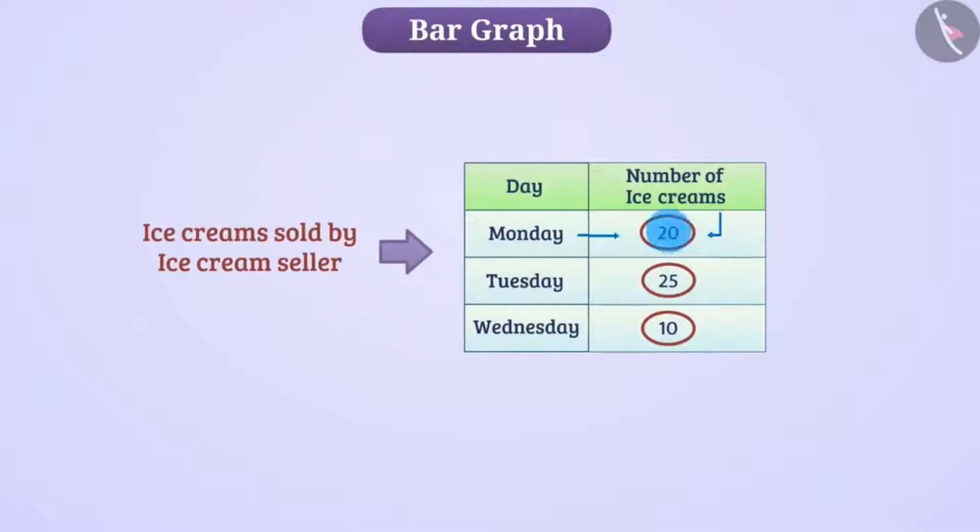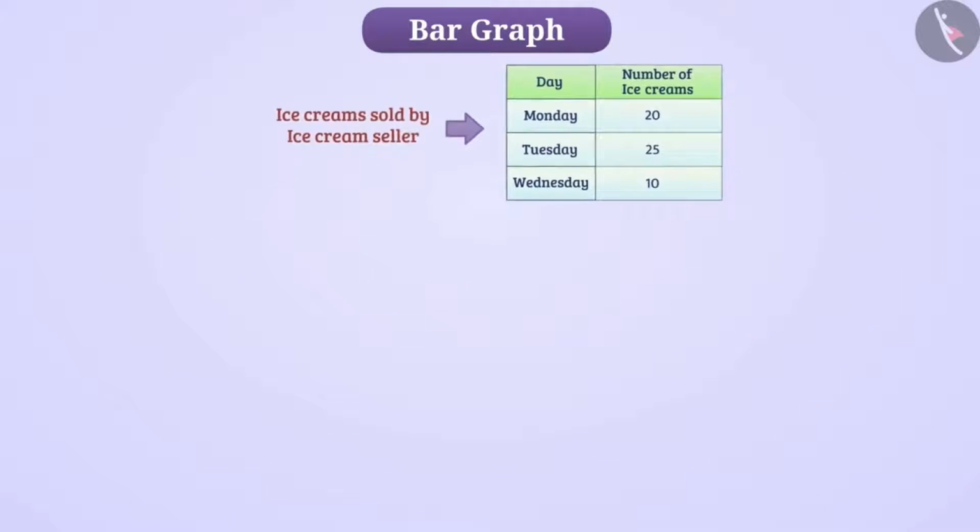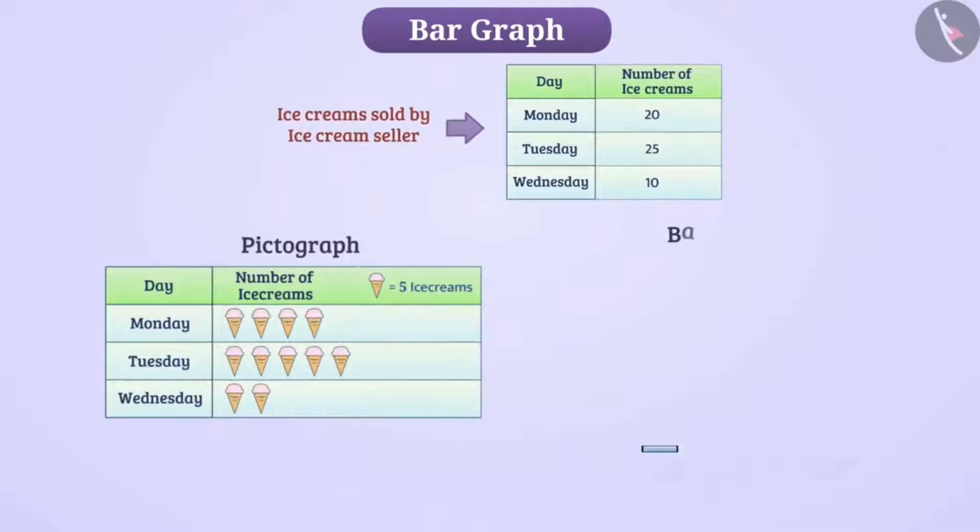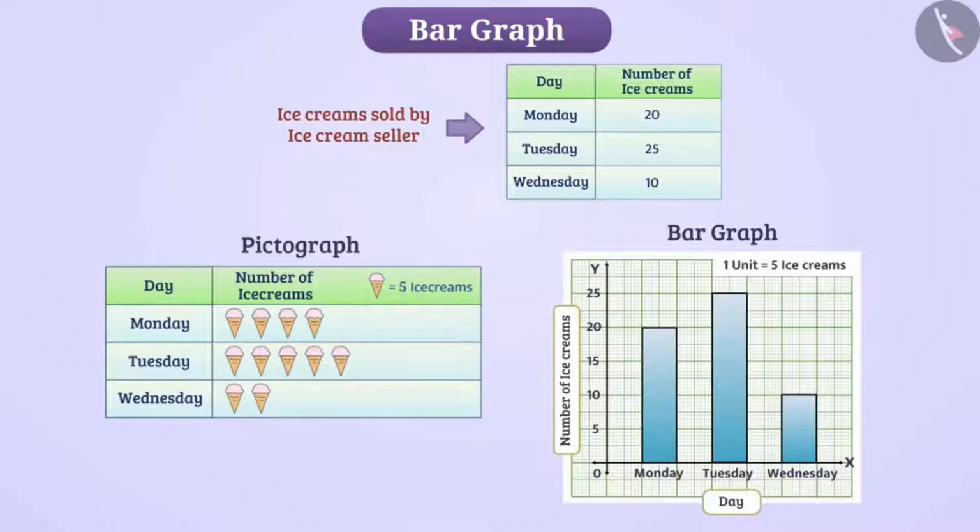Numbers from which information can be collected are called data. Here, data is shown in numerical form. Let's represent this information in a pictorial form. We can make a pictograph or bar graph. We have learned about these in previous class.